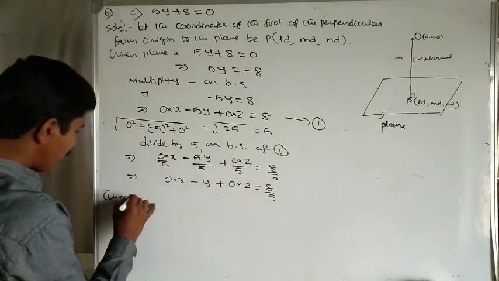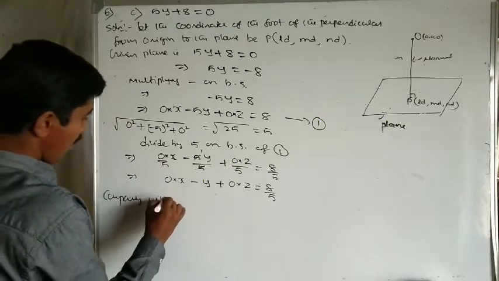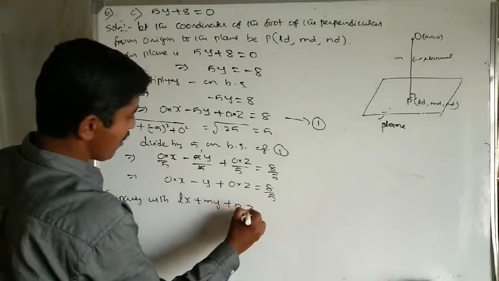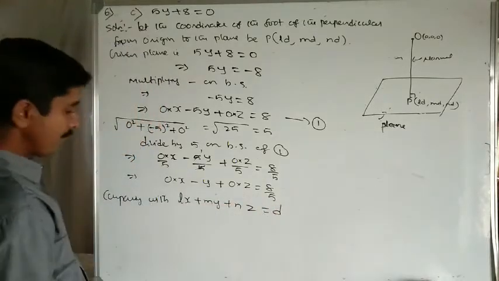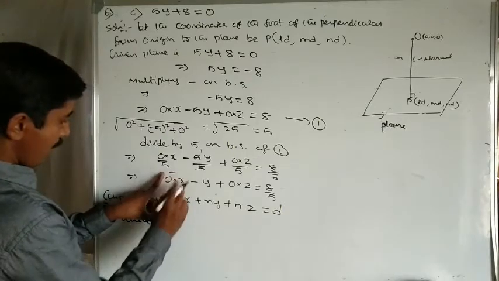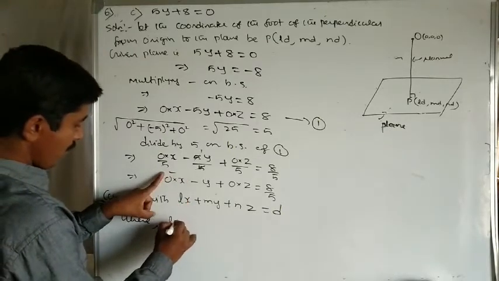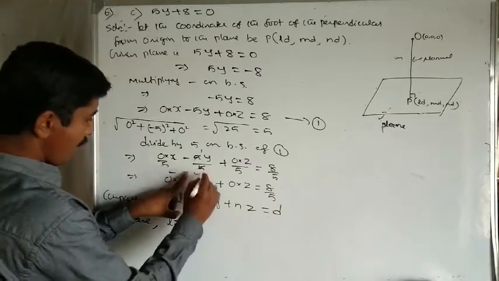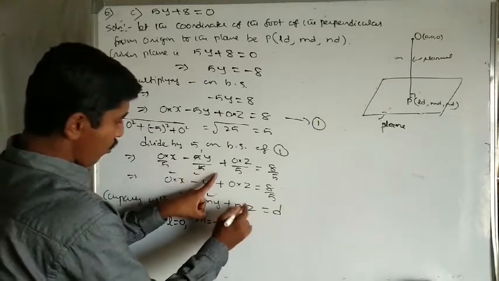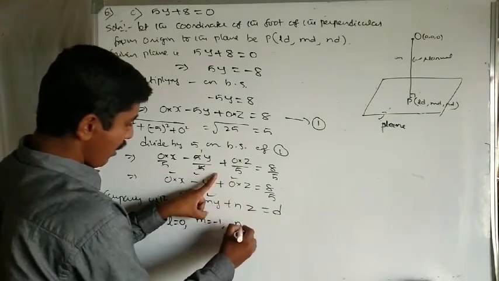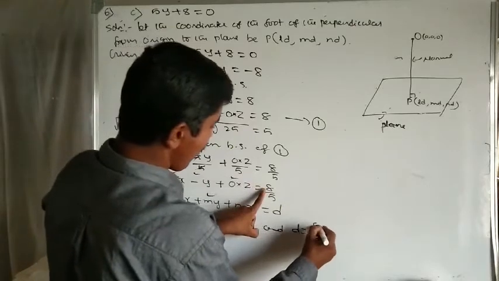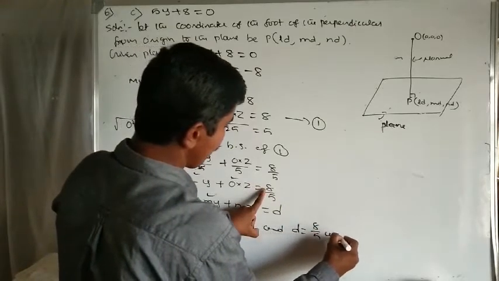Comparing with Lx plus My plus Nz is equal to D. Now write the L, M, N and D values. X coefficient L is equal to 0. Y coefficient M is equal to minus 1. Z coefficient N is equal to 0. And D is equal to the right side value, 8 by 5 units.